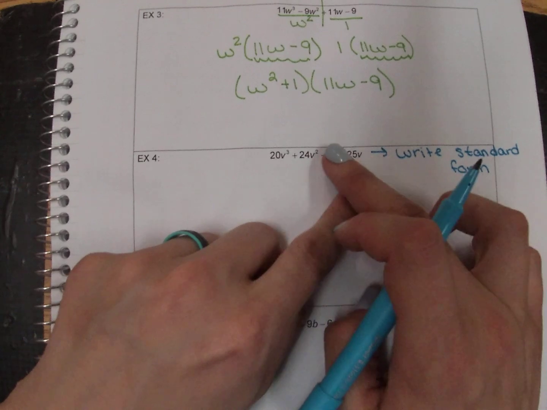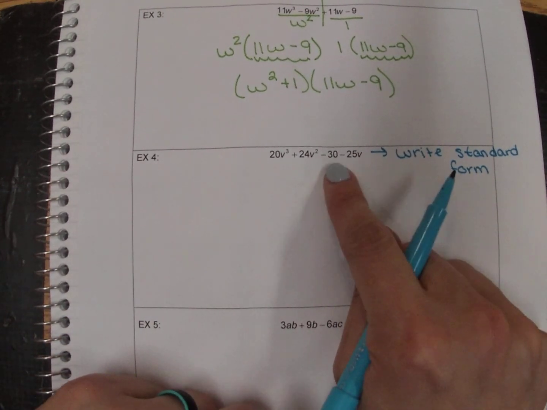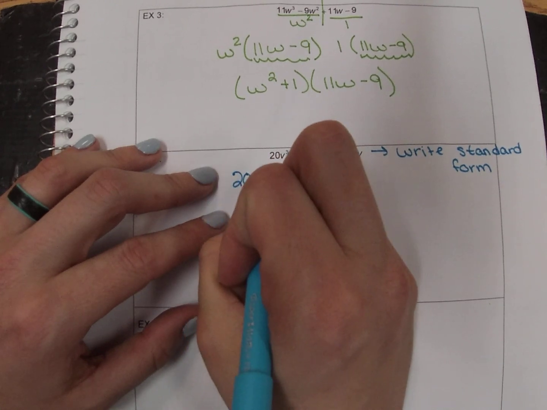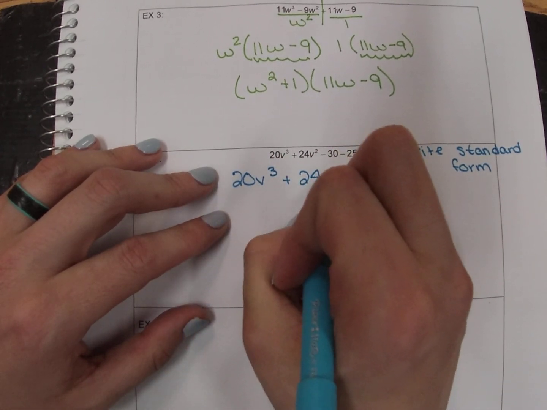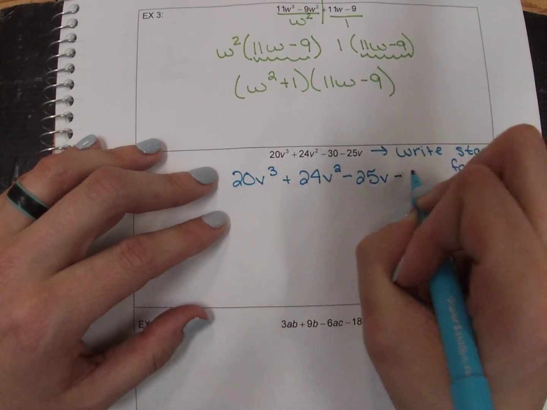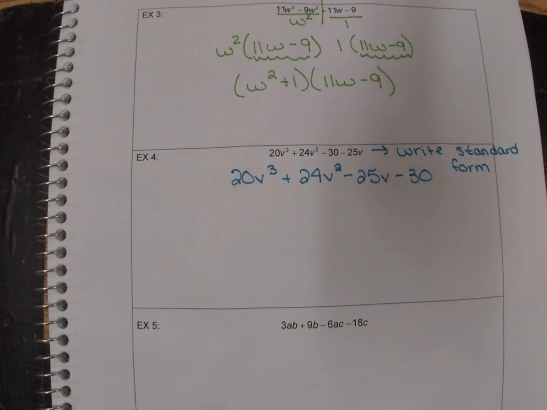So for this to be in standard form, we really need these two terms to be flip-flopped. So we really want this to be a 20v to the third plus a 24v squared minus 25v minus 30.